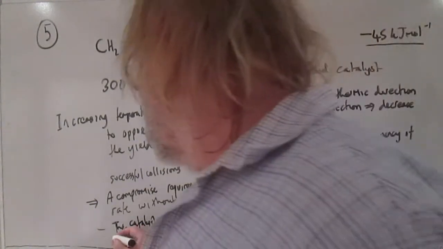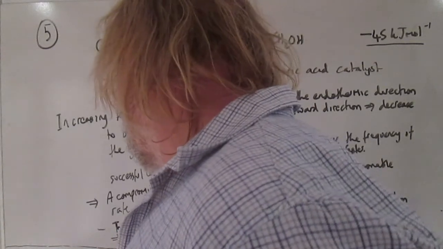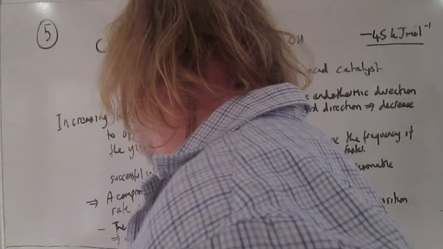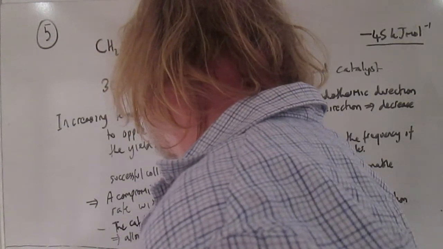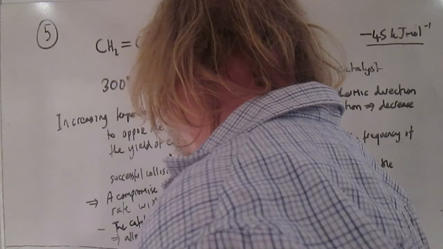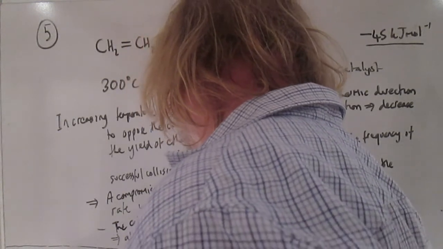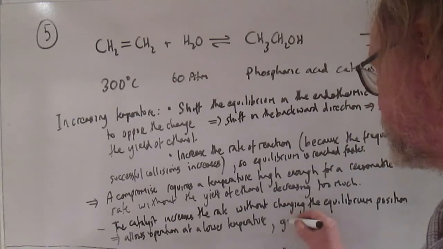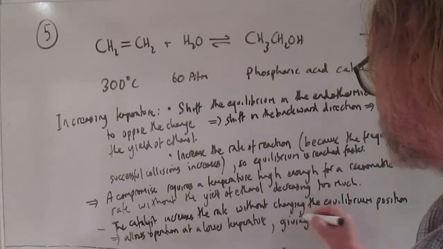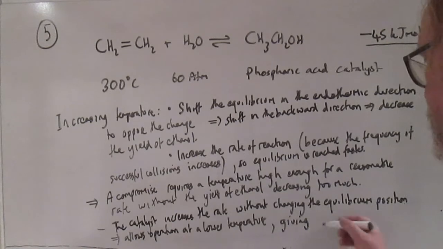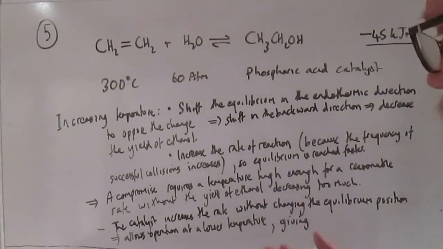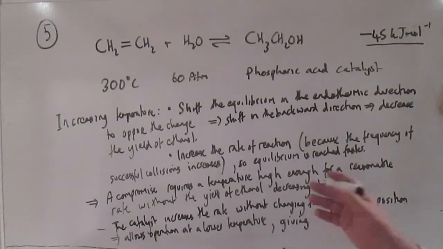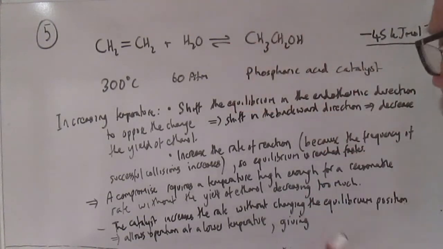And so that means it allows operation at a lower temperature, hence giving a better yield. That's the best way to describe the importance of the catalyst: it allows you to work at a lower temperature, and that has the particular advantage not just of saving fuel and so on, but of actually increasing the yield.